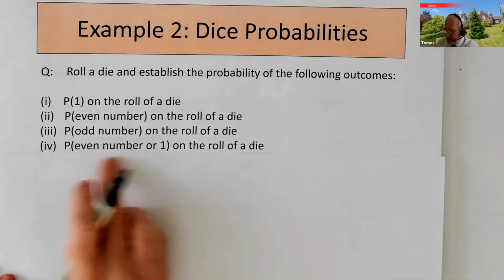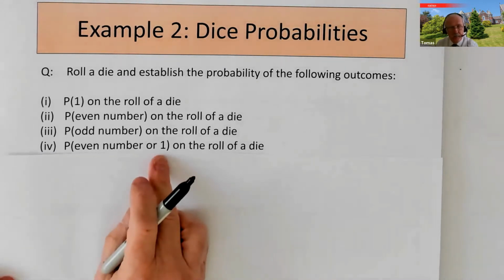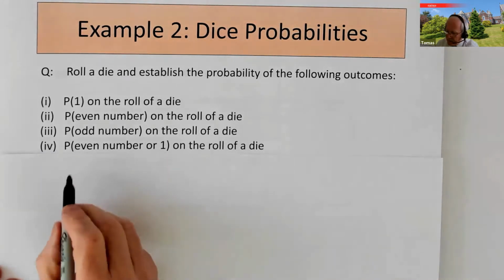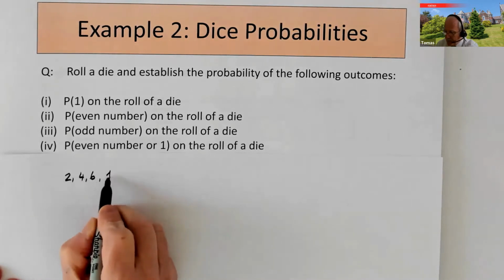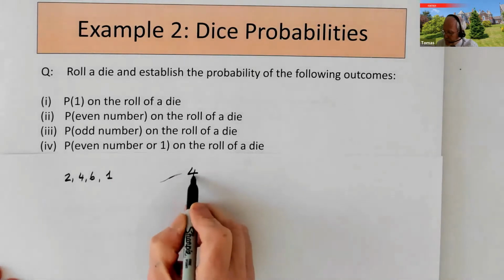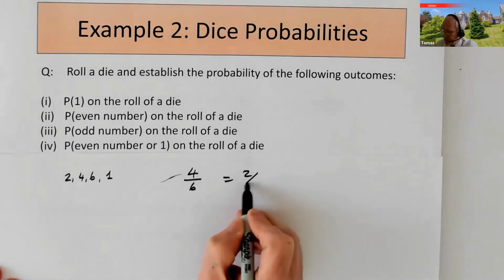What's the probability of an even number or a 1? An even number or a 1 would be 2, 4, 6, or 1. And there's 4 of those, over 6, or 2/3.